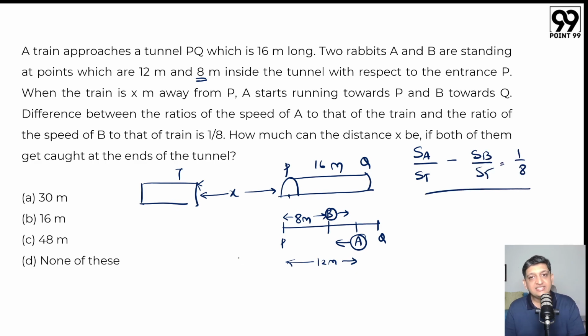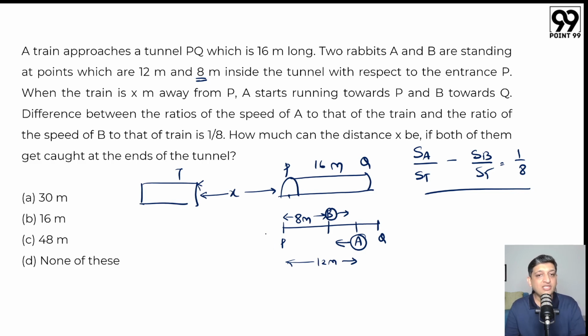How much can the distance X be if both of them get caught at the ends of the tunnel? What does get caught mean? If the rabbit A is moving towards P, then rabbit A gets caught at point P, and if B is moving towards Q, rabbit B is going to get caught at point Q. So that is what, caught by the train, that is what it means. So let's see what we can do with this. So in this particular case, we know that SA by ST minus SB by ST is 1 by 8.